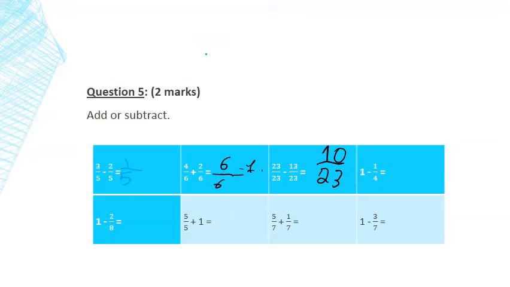Now, Fadl, 1 minus 1 over 4. Three over four. Why? Because the one is like four over four minus one over four. So now it's equal to three over four. Excellent.